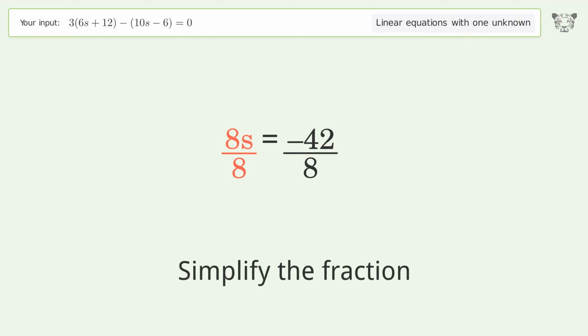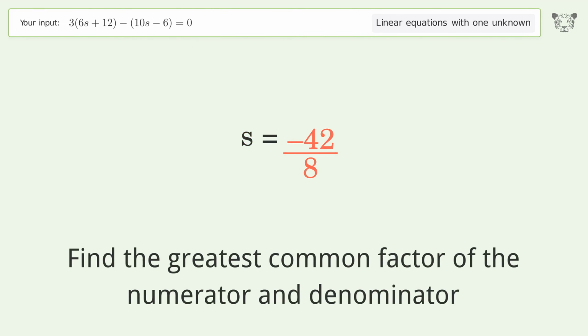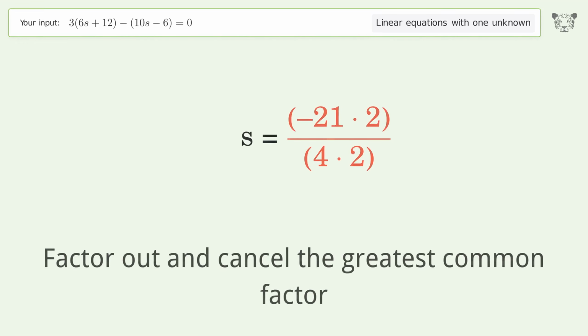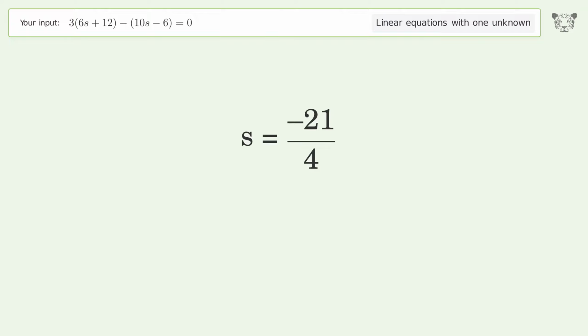Simplify the fraction. Find the greatest common factor of the numerator and denominator. Factor out and cancel the greatest common factor. And so the final result is s equals -21/4.